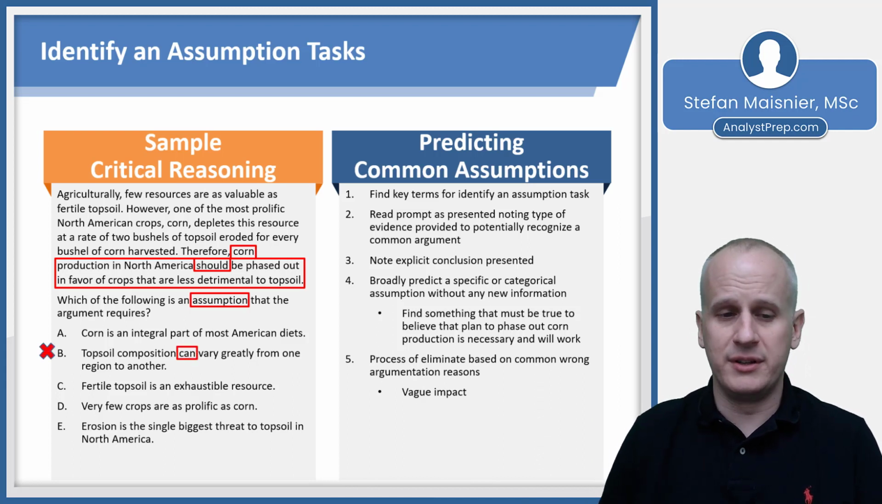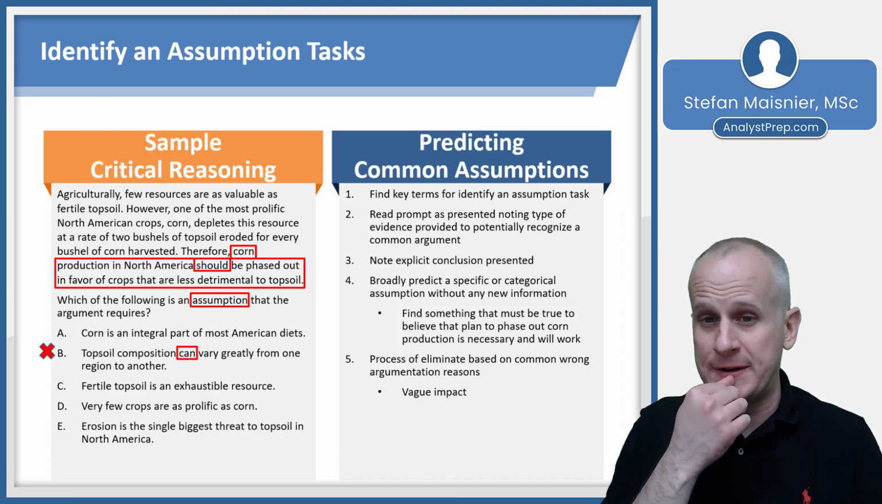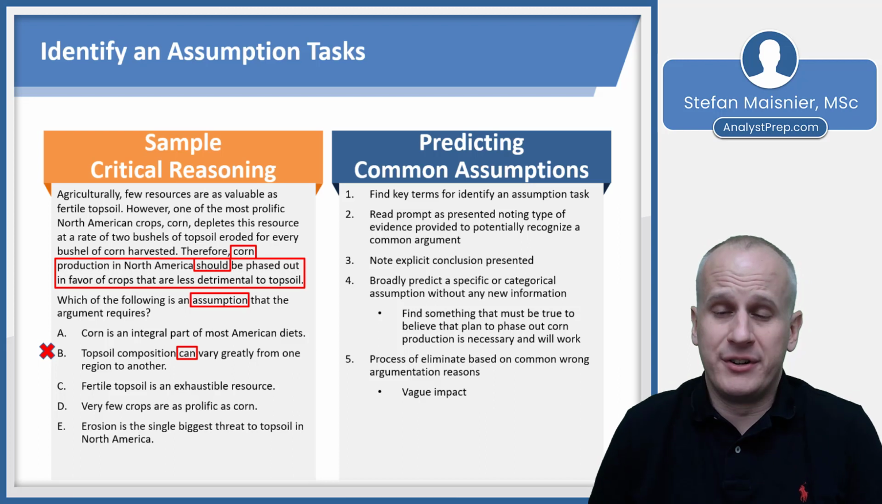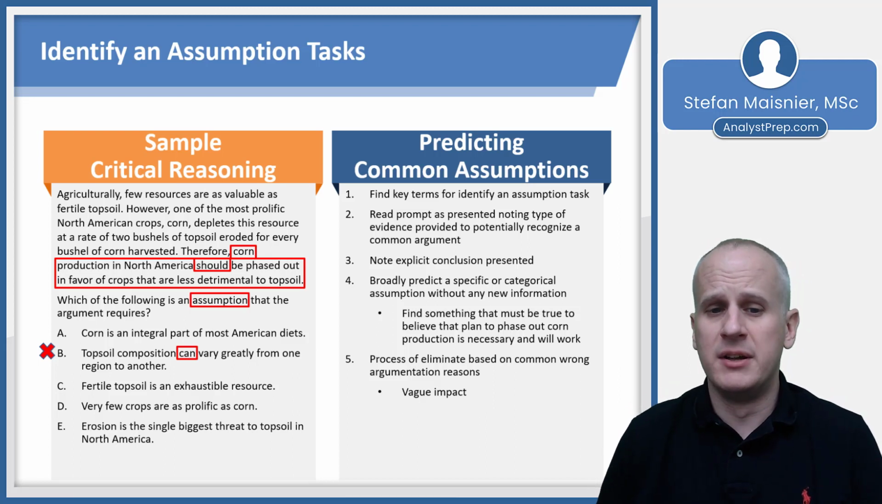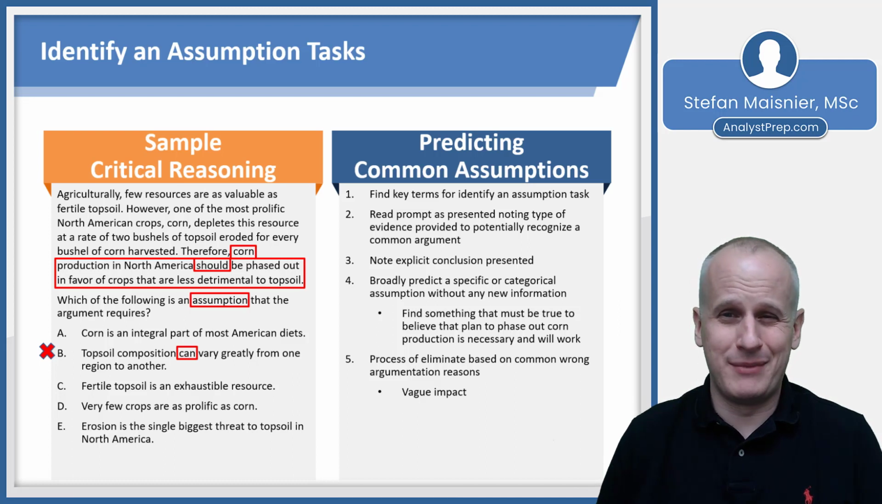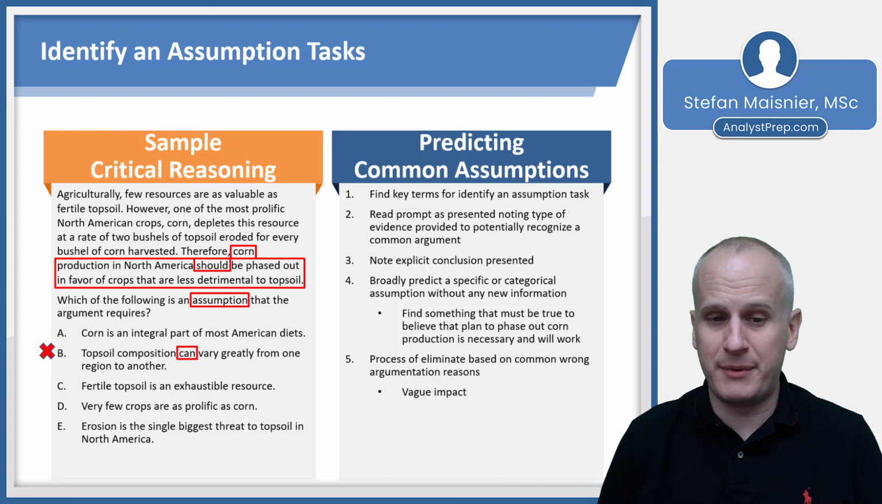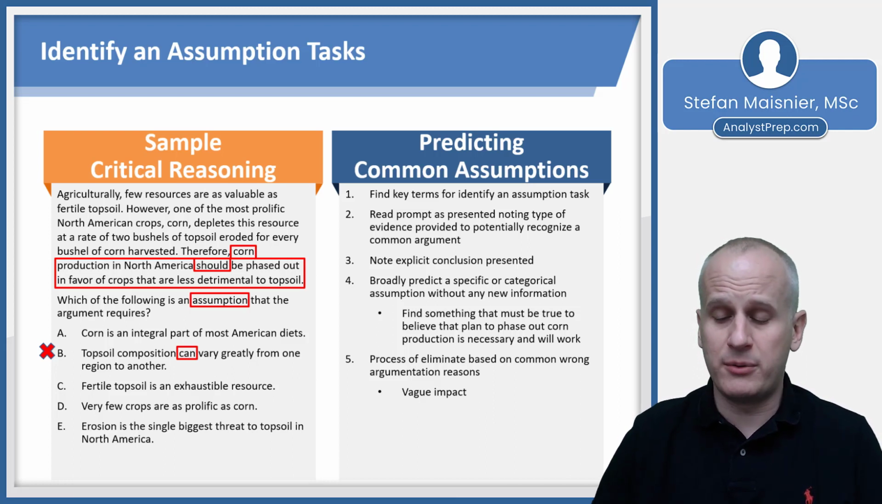And we've got a really vague one in choice B. Topsoil composition can vary greatly from one region to another. Well, the can, I don't know whether it does or doesn't. That's an incredibly vague verb. One region to another. We're talking about North America. Is North America a region? Are we talking about regions within North America? There are so many questions that are introduced by choice B. We can eliminate it pretty quickly for being vague and needing additional information.